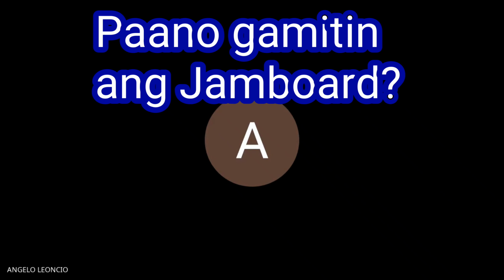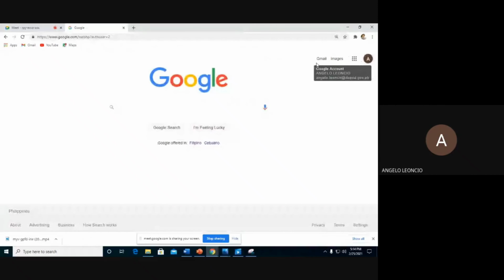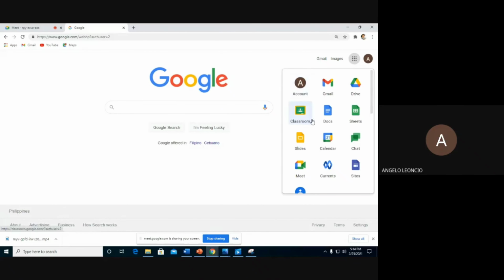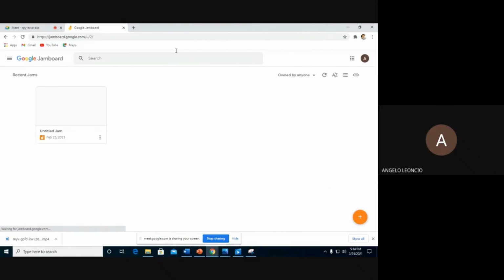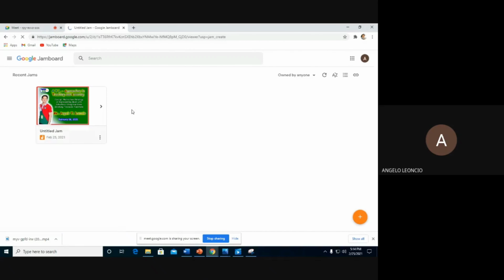Okay, so ipapakita ko sa inyo kung paano ginagamit ang Google Jamboard. So una, i-present muna natin or mag-present muna tayo ng ating screen. Okay, sunod, mag-open tayo ng Google. Make sure na naka-log in yung inyong DepEd account. So ito yon. Ngayon, pupunta lang kayo dito sa Jamboard. Open nyo lang yan. So mag-add tayo ng isa pang Jamboard.